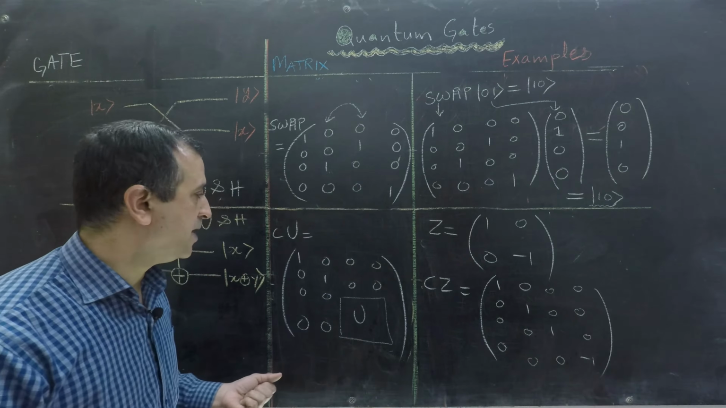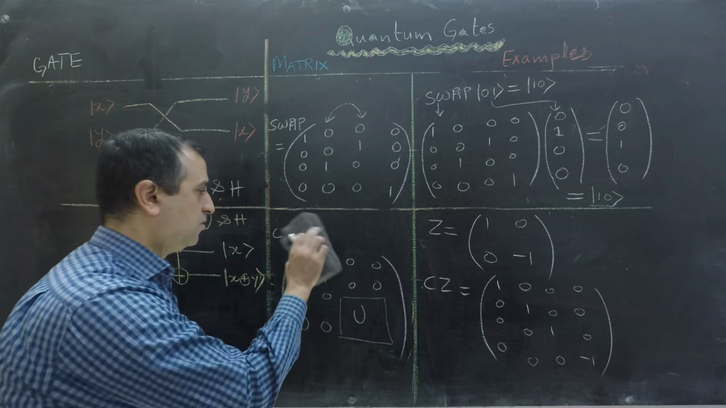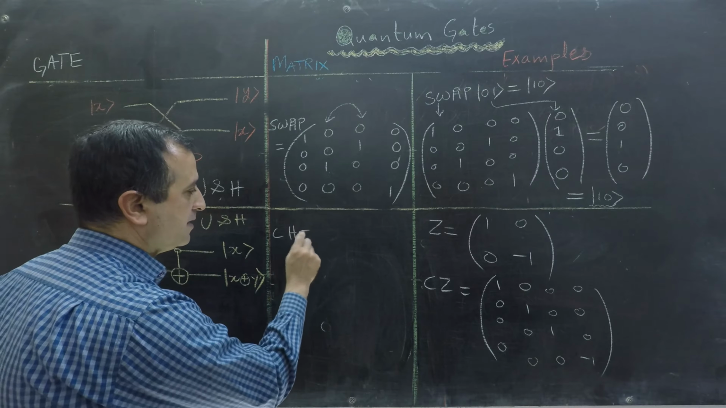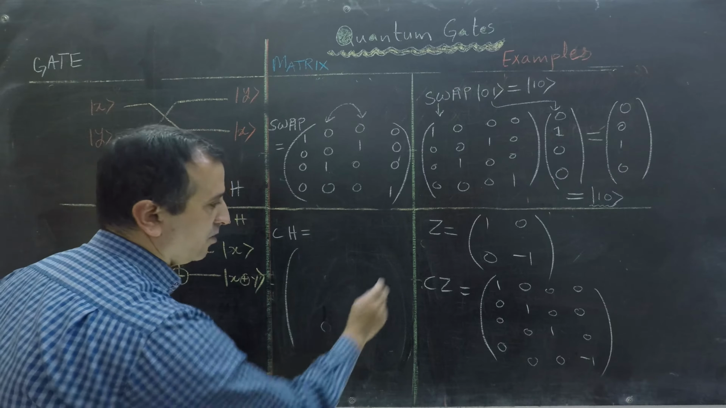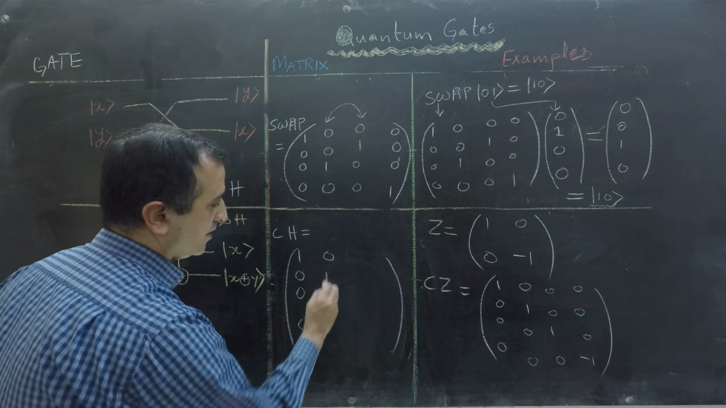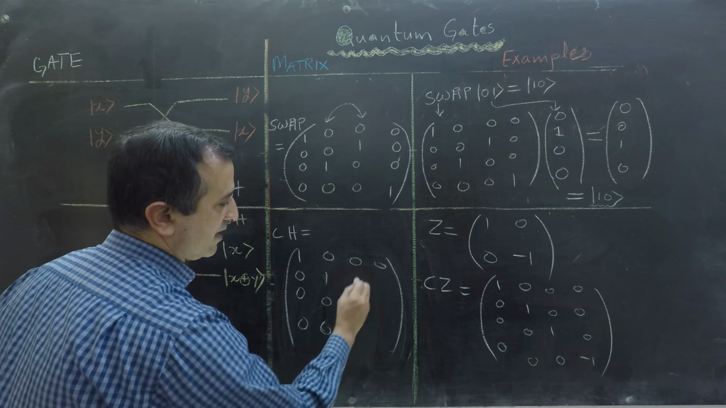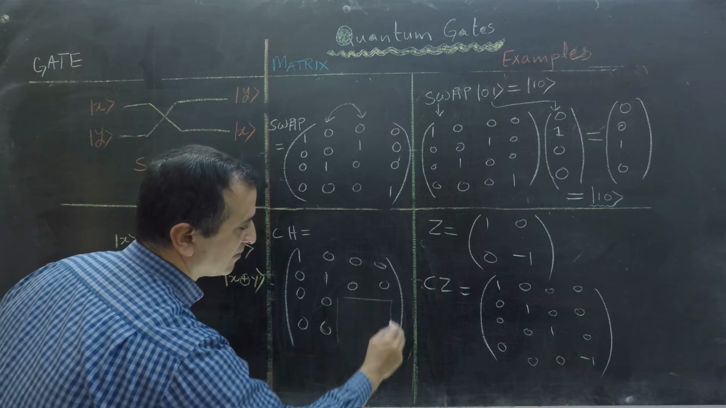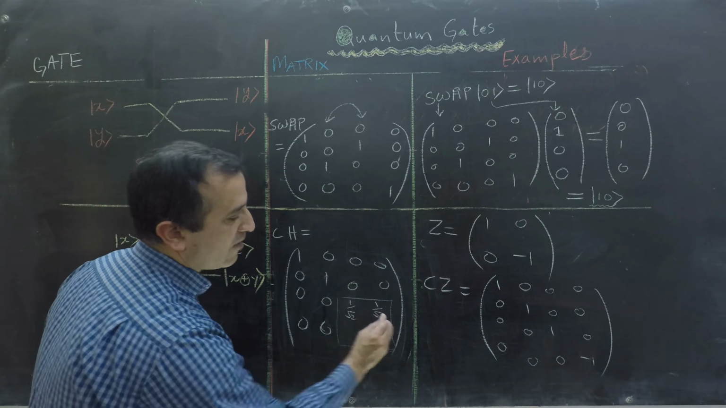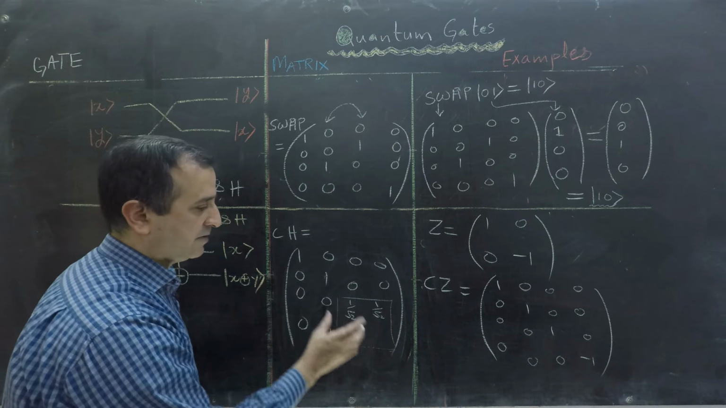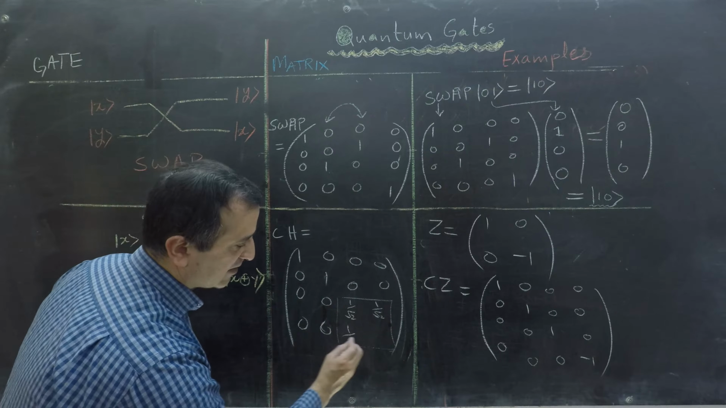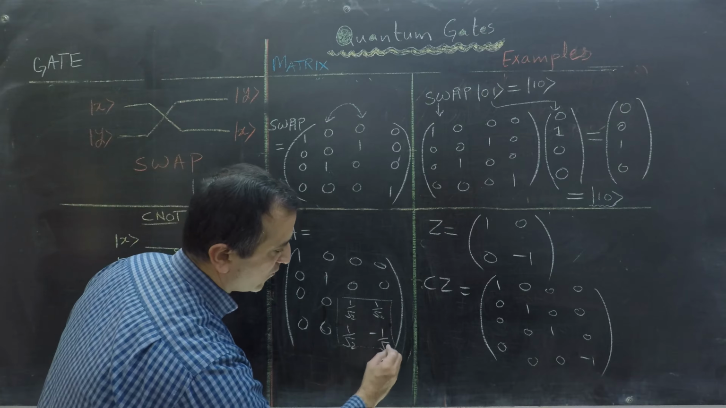If somebody asks me to make a Controlled-Hadamard gate, how do I make that gate? Once again, for the Controlled-Hadamard gate, I write the first two columns of the identity matrix, 1 0 0 0, 0 1 0 0, and here I will write 4 zeros, and here I will write my Hadamard matrix, which is 1 over square root of 2, 1 over square root of 2. Now I can take 1 over square root of 2 common because it is in all these entries. So I have to write 1 over square root of 2 now: 1 over square root of 2 and minus 1 over square root of 2.